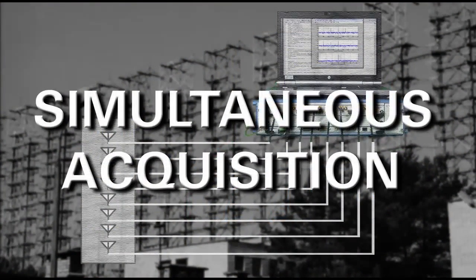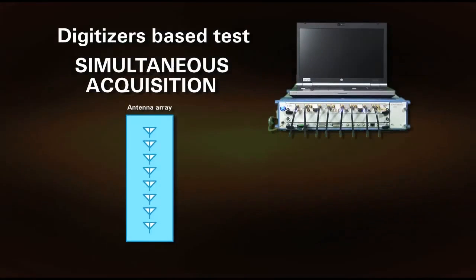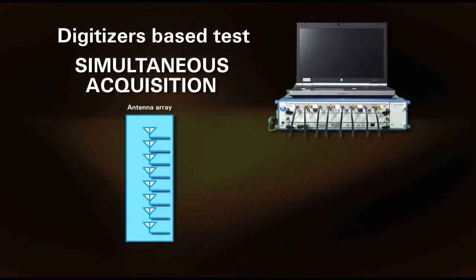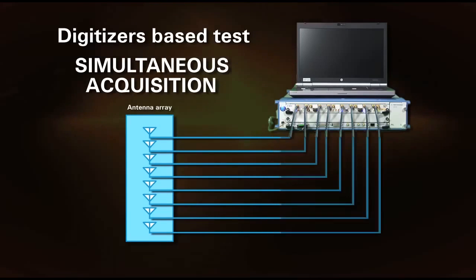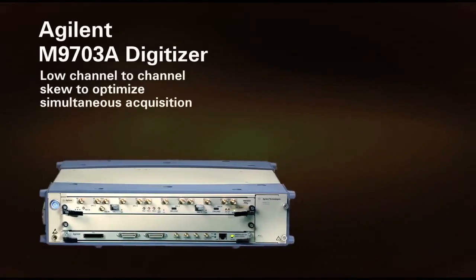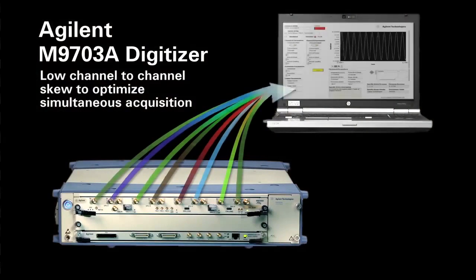Using multi-channel digitizers to make measurements on multi-antenna systems, including calibration using a single tone, provides many benefits. When testing the antenna array under dynamic conditions, it is important to simultaneously perform phase-coherent data acquisition from all of the channels. The Agilent M9703A's digitizer clock distribution has been designed with low channel-to-channel skew to optimize simultaneous acquisition.